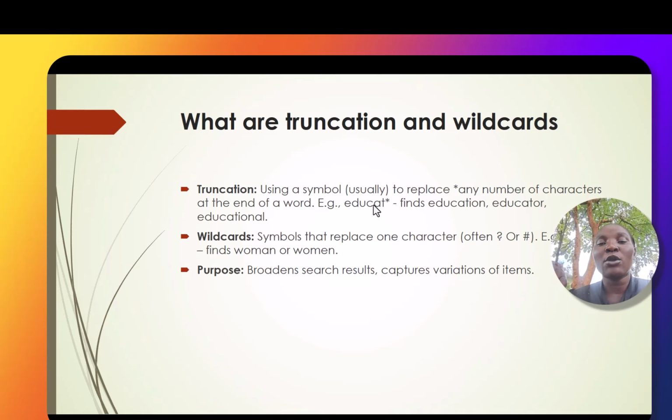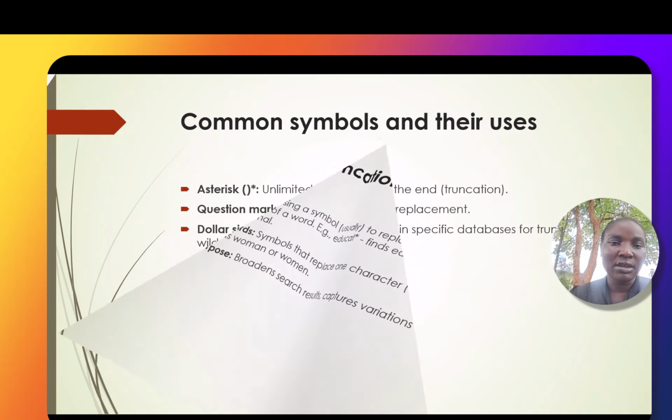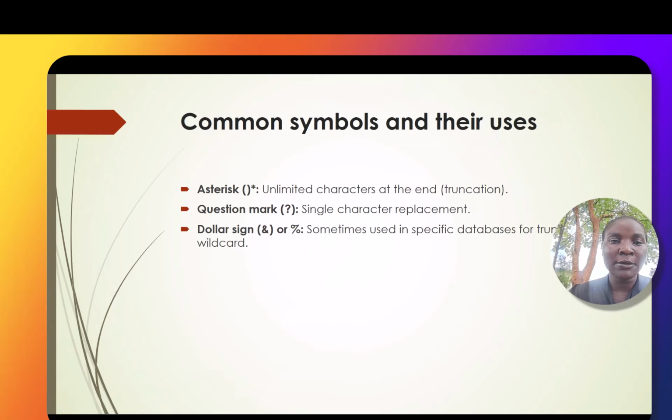So here we are looking at things that will help us in our quick search in whatever we shall need. Purpose: we have broad search results, which capture variations of items. So it brings for you items with similar spellings.